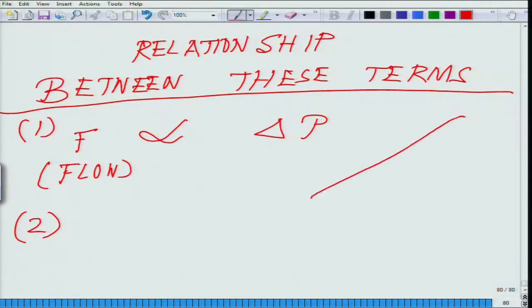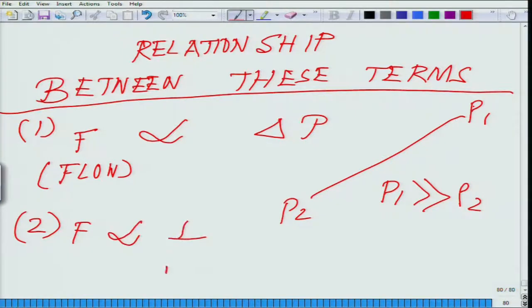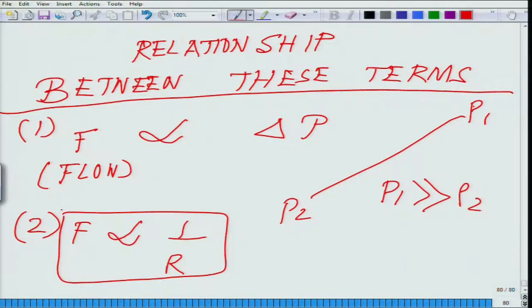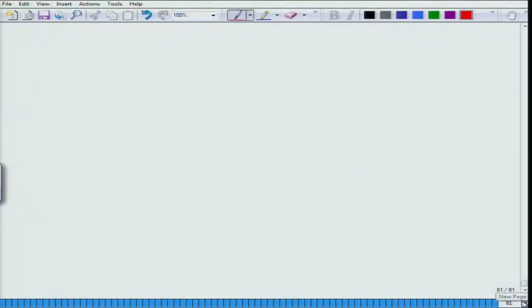So, if here you have P1 and here you have P2, and P1 is far, far greater than P2, then there will be more flow. Flow is inversely proportional to resistance. If there is more resistance, there will be less flow. If there is less resistance, there will be more flow. Third relation.